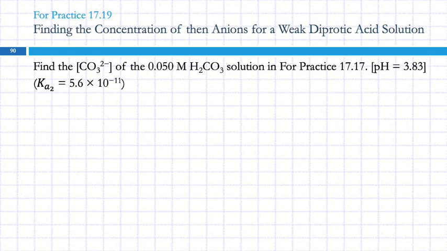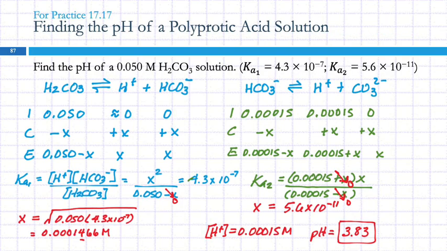So this is asking us to find the carbonate ion concentration of the 0.05 molar carbonic acid solution in practice 17.17, which we already did. Okay, so there I was able to retrieve our scribblings, well, my scribblings. So here what we did is we looked at the first ionization and we found that X was 0.0015 essentially, and we plugged that in over here for a second ICE table, right?